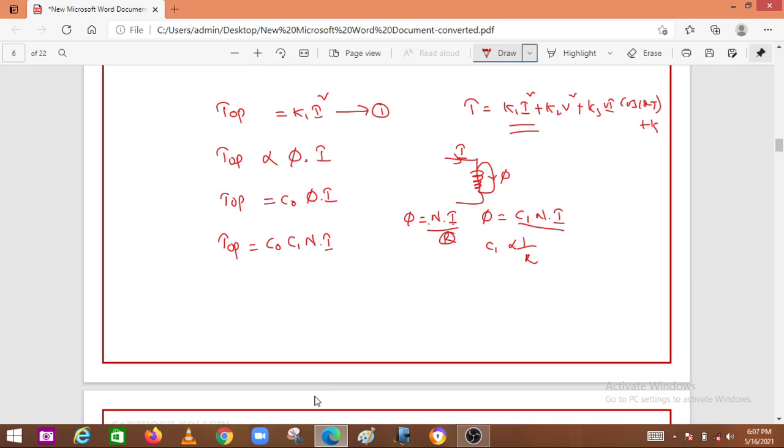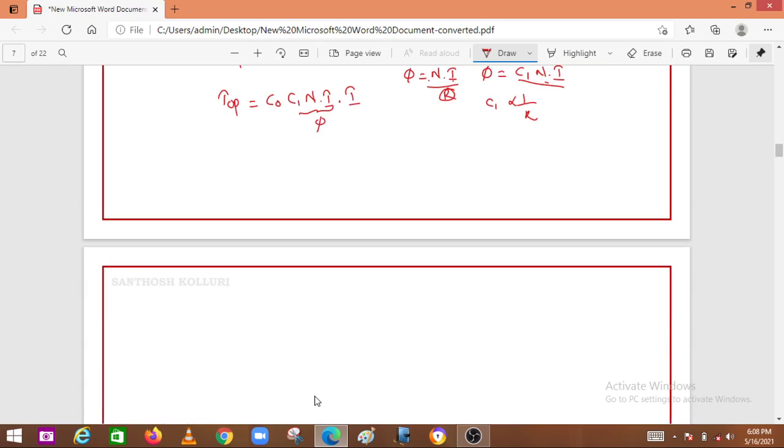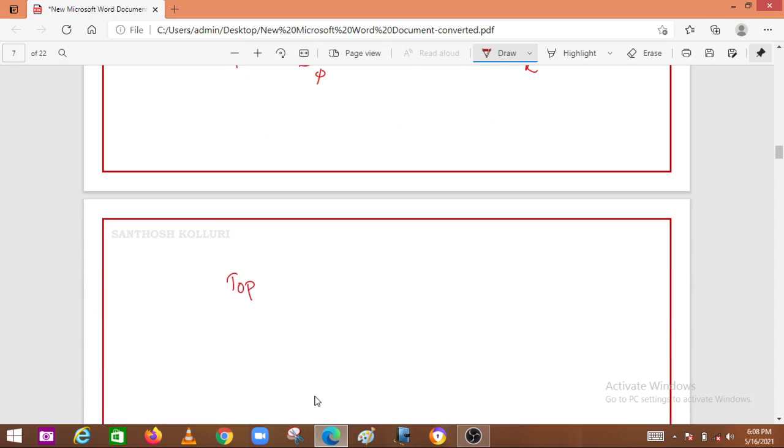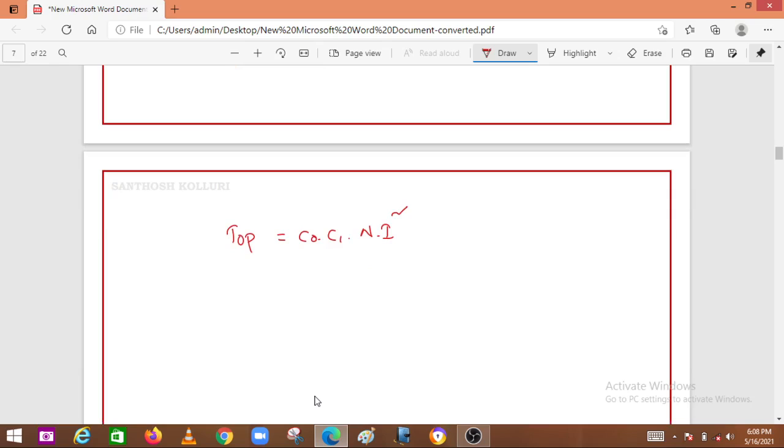This is C naught into C1 into N into I, because the flux value is C1 into N into I. This is the flux value, this is constant C naught, and this is I. So here the operating torque is C naught into C1 into N into I square. By comparing this equation with the standard universal torque equation, the operating torque is equal to K1 into I square. And what is the value of K1? The constant of the overcurrent relay, which is nothing but C naught into C1 into N.